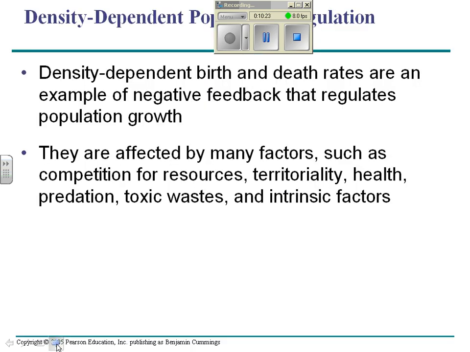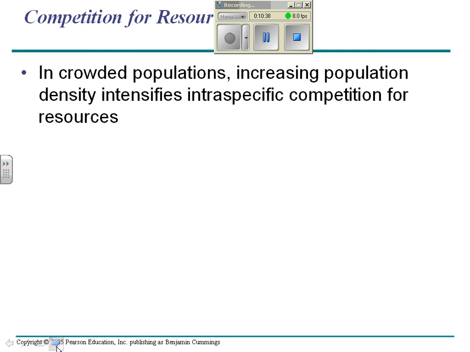Okay, so what affects density-dependent birth and death rates? What affects this? Well, here are some factors: competition for resources, territoriality, health, predation, waste, and other things. Okay, let's look at some examples of those.